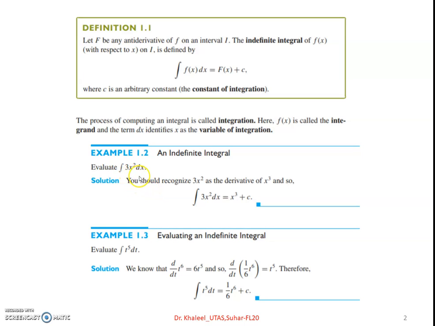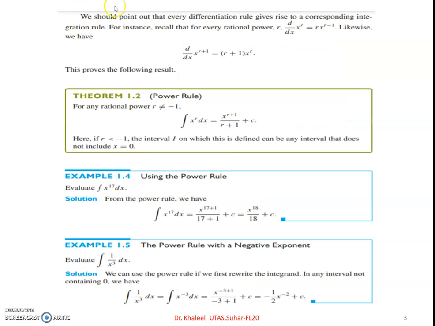Here the variable of integration is x. Here we have t, so we need to find the integration of t to the power 5. We know the derivative of t to the power 6 is this. We want only t to the power 5, so I cross multiply, we have this. So the derivative of this is this. Therefore the integration of this is 1 by 6 t to the power 6. This means for every differentiation rule we have a corresponding integration rule.